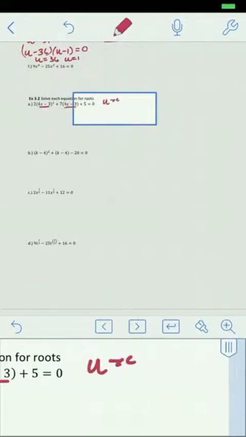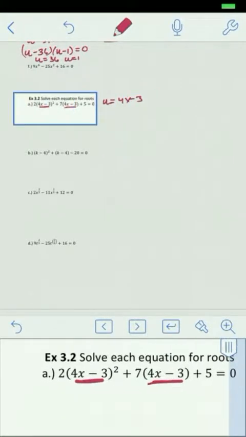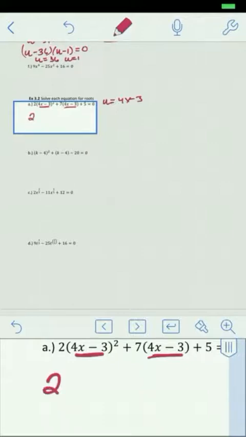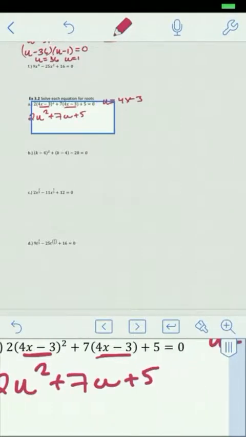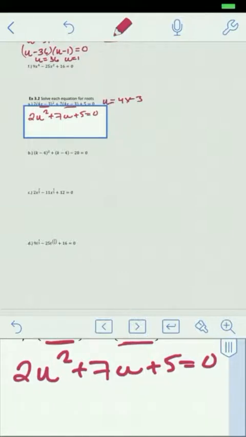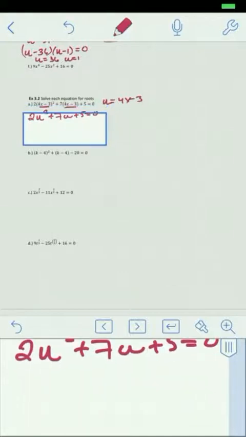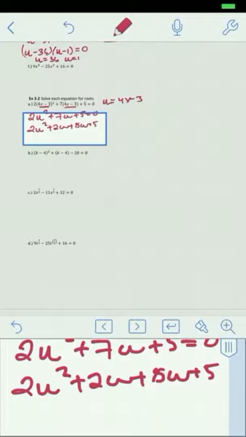So let's make u equal to 4x minus 3. In other words, I'm going to take the pink stuff, the complicated looking stuff, and replace it with u. Sweet. Now I have a quadratic, much easier. So two things that multiply to 2 times 5, which is 10, and add to 7, that would be 2 and 5. So 2u squared plus 2u plus 5u plus 5.